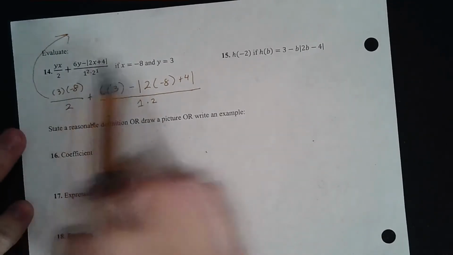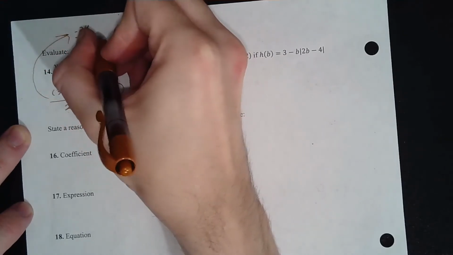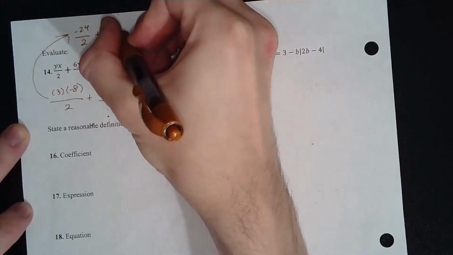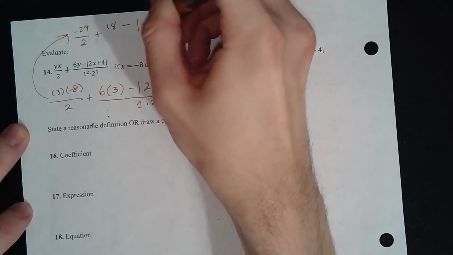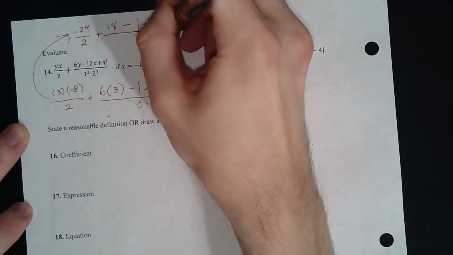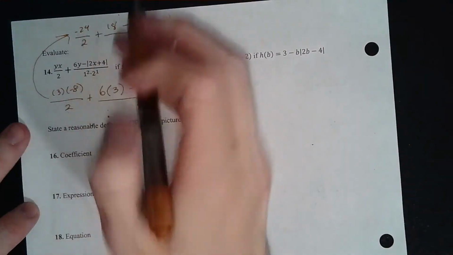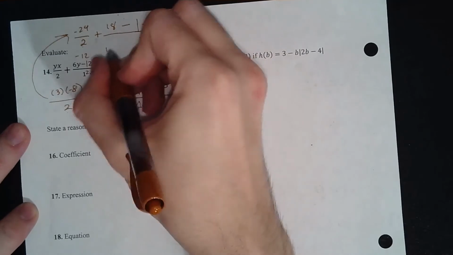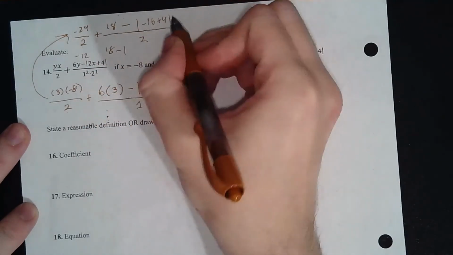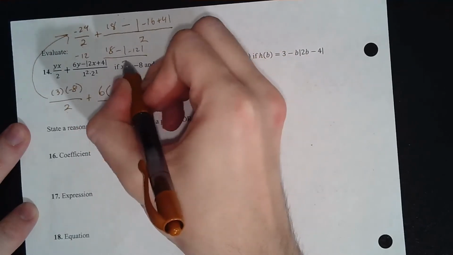3 times negative 8, that's negative 24. 6 times 3, that's 18. 2 times negative 8, that's negative 16. 1 times 2 is 2. Negative 24 over 2 is negative 12. 18 here minus absolute value of negative 12, all over 2.